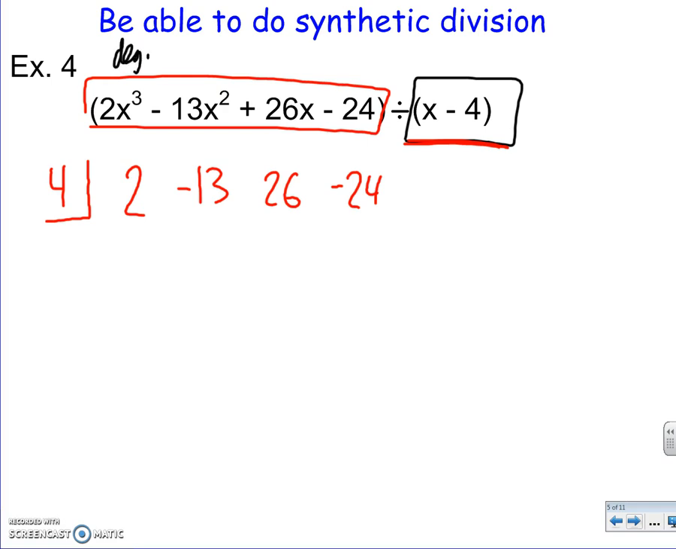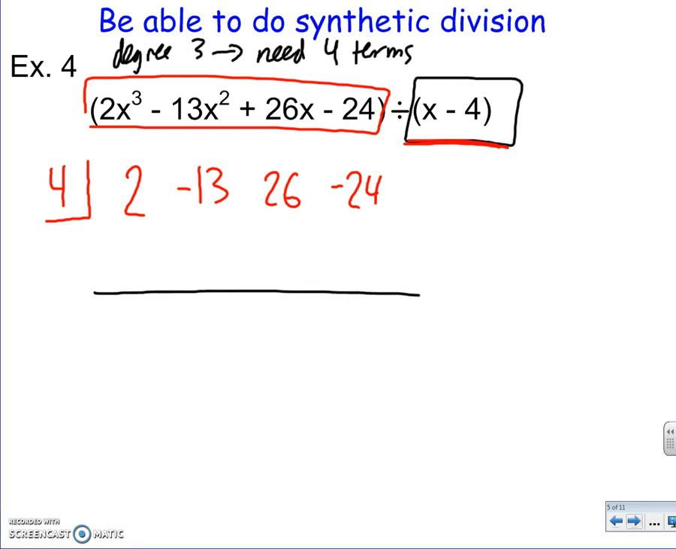So since this degree is 3, that means I need 4 terms. I need 4 terms. 4 numbers. So that's why I have 2, -13, 26, -24. If they're missing something, say for example they are missing the x squared, I would have to put a 0 there for 0x squared. Anyways, for the technique, once you have that, it's very simple.